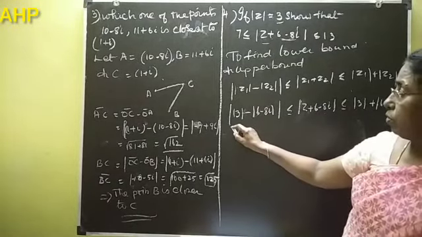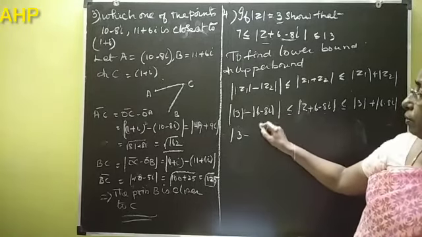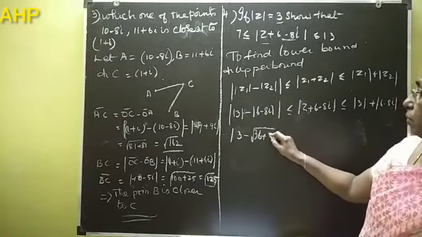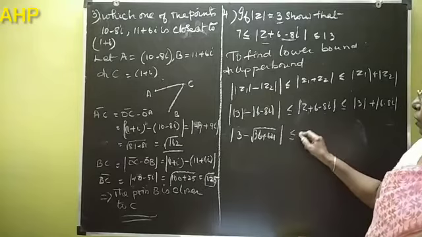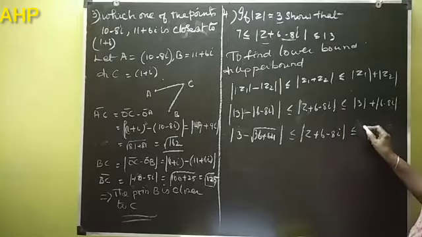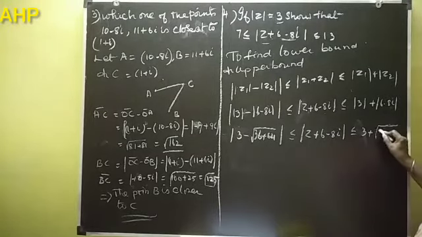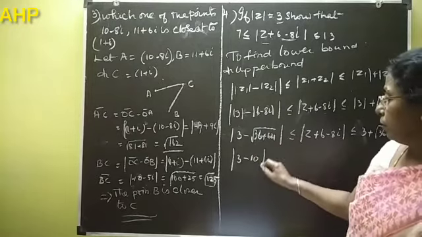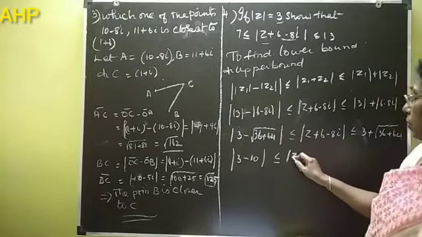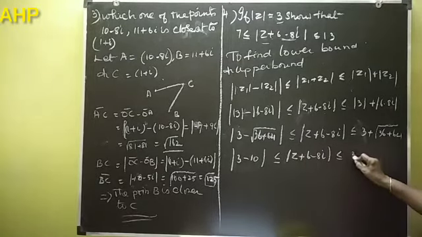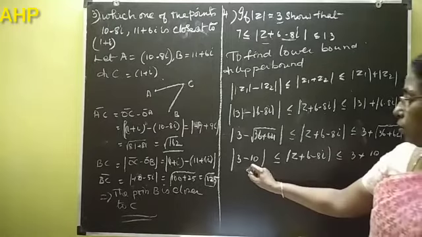So this is equal to 3 minus root of (36 plus 64) is less than or equal to modulus of (Z plus 6 minus 8i) is less than or equal to 3 plus root of (36 plus 64). This is 3 minus root 100, which is 10, is less than or equal to modulus of (Z plus 6 minus 8i) is less than or equal to 3 plus 10. So 7.